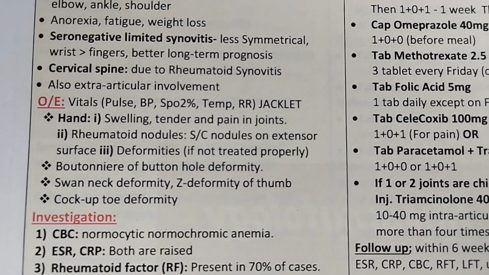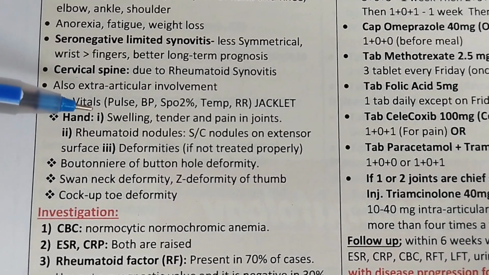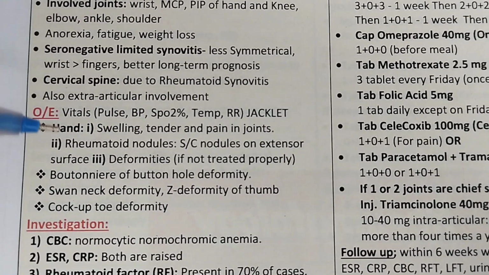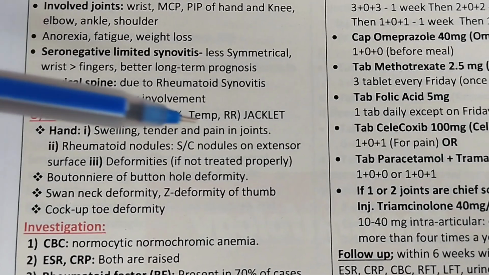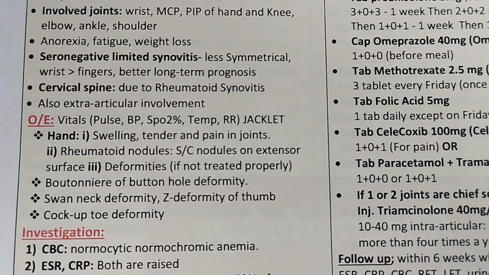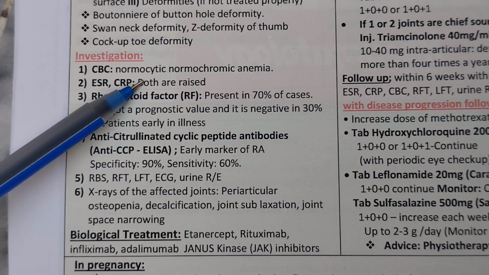On examination, we will note the vitals and then examine the hand. There will be swelling, pain, tenderness, and rheumatoid nodules, which are subcutaneous nodules on the extensor surface, and there can be deformities if it is not treated on time. These are the extra-articular manifestations of rheumatoid arthritis. These are subcutaneous nodules present on the extensor surface. If the patient is not treated on time, the patient will also have joint deformities.